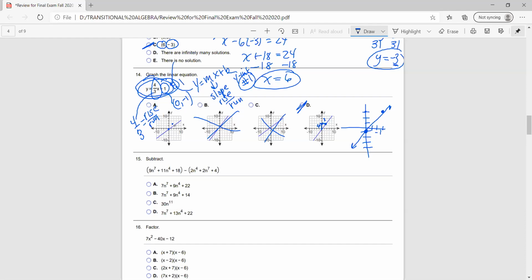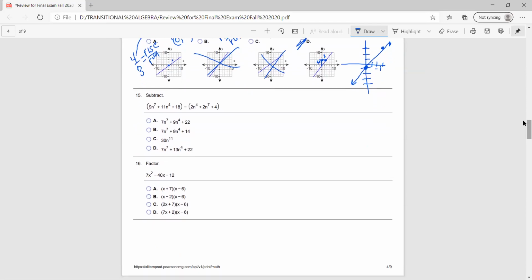Okay, 15 is pretty easy. We do need to remember that if we are subtracting, whatever is behind the subtraction sign in the parentheses has to turn into the opposite of whatever it was. So the first part doesn't change. We've got 9 into the 7th plus 11 into the 4th plus 18. And then the rest of this turns into -2 into the 4th.